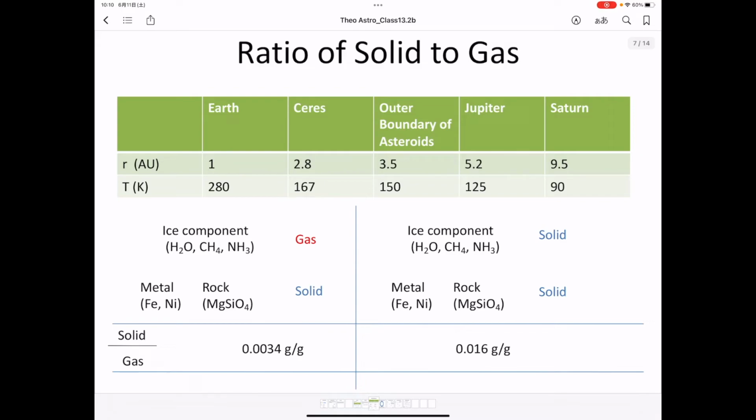Then we'd like to find out the solid to gas mass ratios. The major component of the gas phase is hydrogen molecules and helium. Then inside of the snow line, the mass ratio becomes 0.0034 and beyond the snow line, the mass ratio becomes about 1 over 100. Then we'd like to find out the total amount of solid particles in a disk.